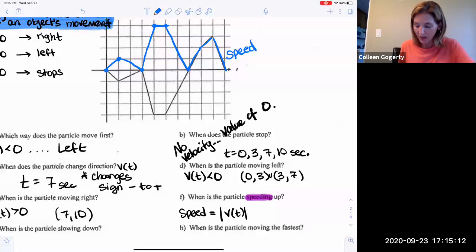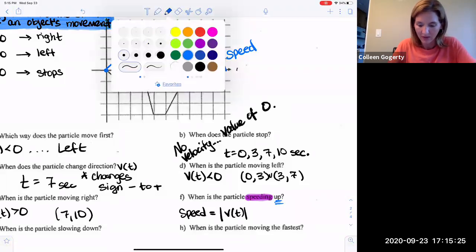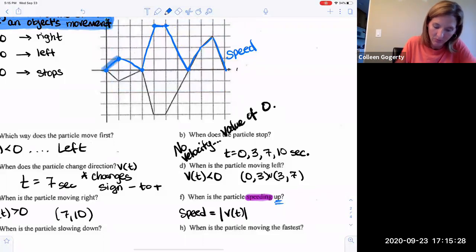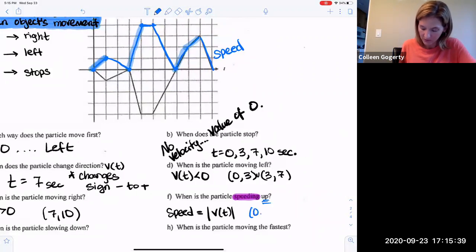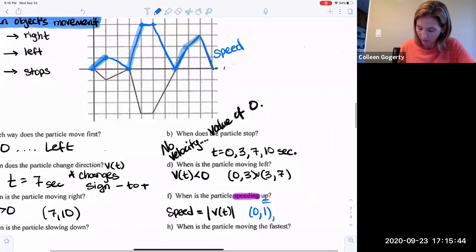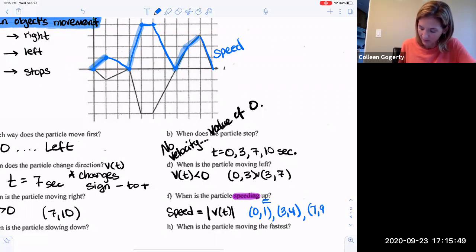So I want to know when is the particle speeding up? So when is the graph increasing? Well, I feel like it's increasing here, here, here, and there it is. When is this speeding up? From 0 to 1, from 3 to 4, and then from 7 to 9.